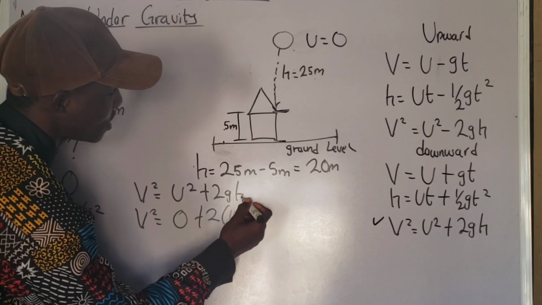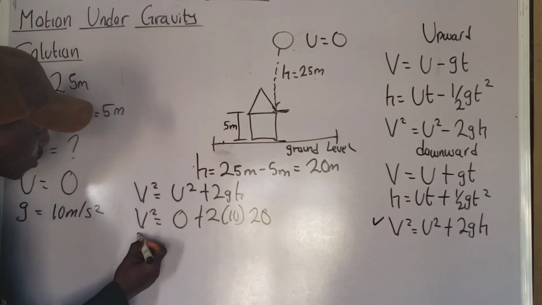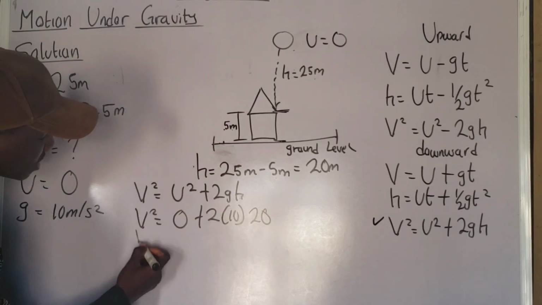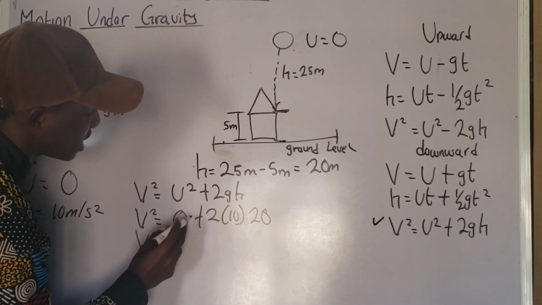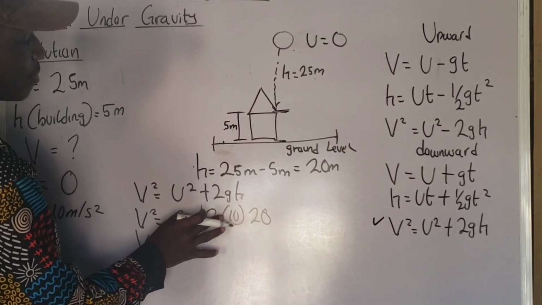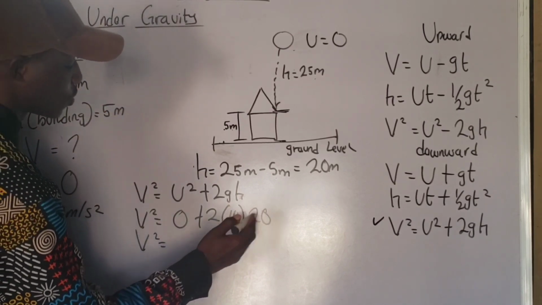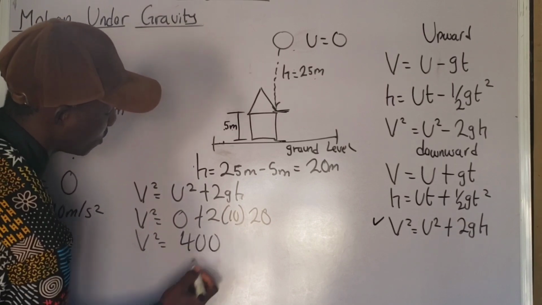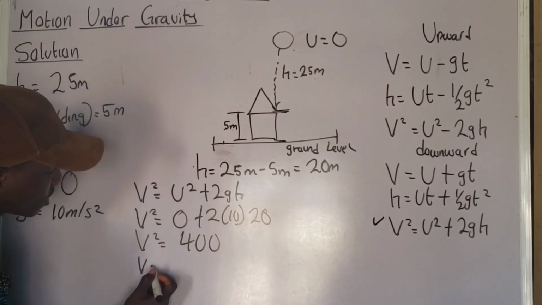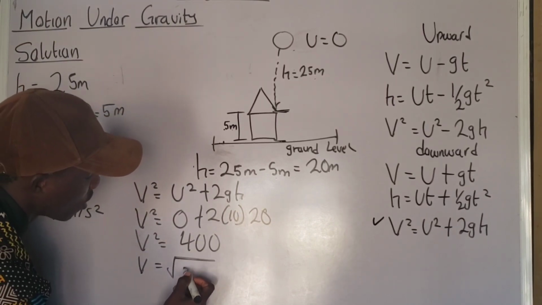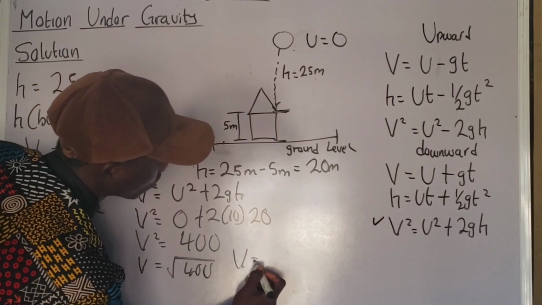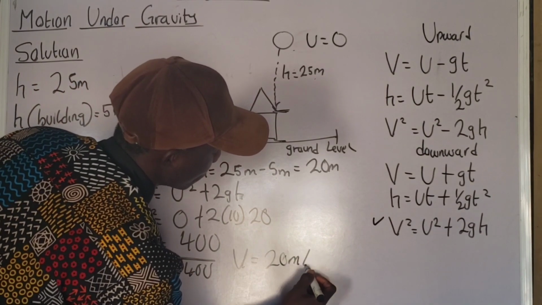The h here now is what? 20. Do you understand? So v squared, please pay attention, v squared equals 0 plus 10 multiplied by 2, 20. 20 times 20 is what? 400. So I'm going to have 400. So v equals the root of 400. So v equals 20 meters per second.